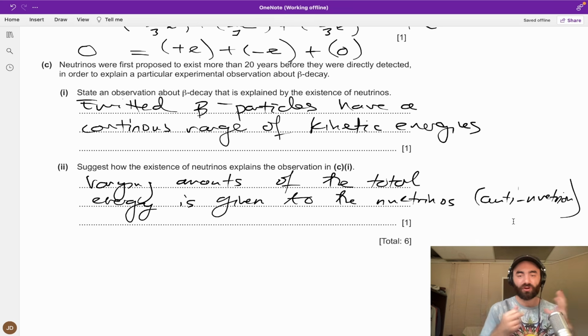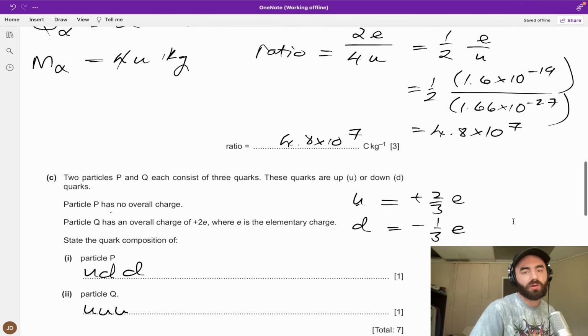Okay, so you have a conservation of energy, right? And so varying amounts of energy is being given to the neutrinos, so therefore varying amounts of energy is being given to these beta particles. That's why the energy distribution is continuous. That's it. So there's 3 questions.